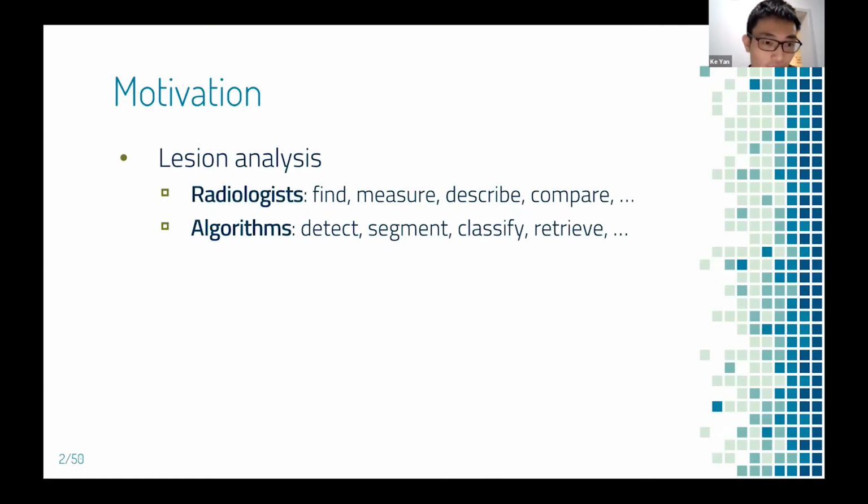So let's start. Lesion analysis is a big part of the radiologist's daily work. When looking at a medical image, such as a CT, radiologists typically first find the lesions in the image and measure them, how big they are, and describe them in the radiological report. They also maybe compare the lesions in this image with another image of the same patient to see if the lesions have grown or changed. Since we want to build algorithms to help doctors improve their accuracy and speed, we also have algorithms that can do these tasks.